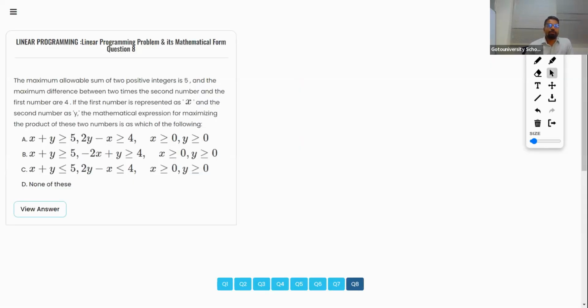The maximum allowable sum of the two positive integers is 5. Let x be the first number and y the second number; the maximum sum is 5. Next, the maximum difference between the first number and 2 times the second number, that is 2y, is 4. The first number is represented as x and the second number is represented as y.